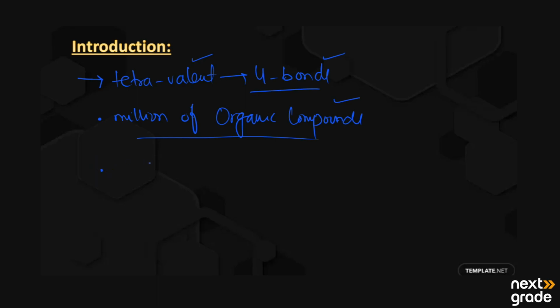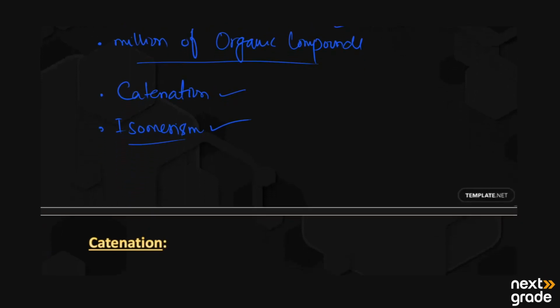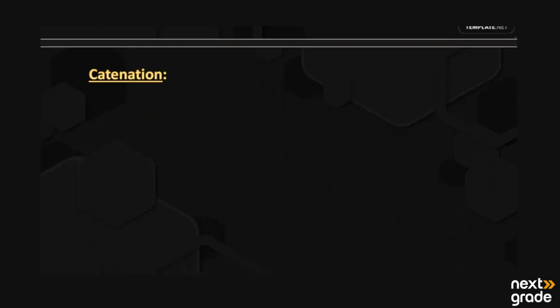its two properties. The first property is catenation, and the second property is isomerism. Now, what is the difference between catenation and isomerism? Let's have a look, as these are two different properties of the carbon atom. The first property of the carbon atom is catenation.